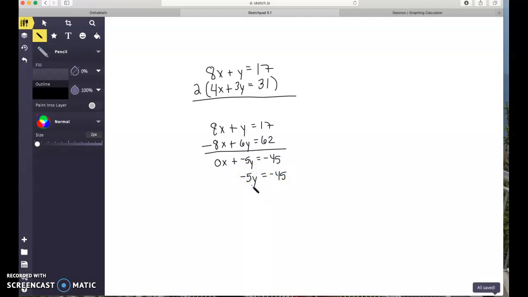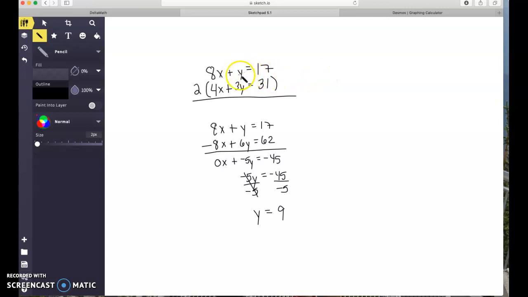I want to get y by itself, so I'm going to get rid of that negative 5, which is being multiplied, by doing the opposite of multiplication, which is division. I'm going to divide both sides of my equal sign by negative 5. Negative 5 divided by negative 5 leaves me with 1y, and negative 45 divided by negative 5 is positive 9. I'm almost done. I found my y variable. Now I have to go back to one of my original equations and plug that or substitute that back in to find my x variable.